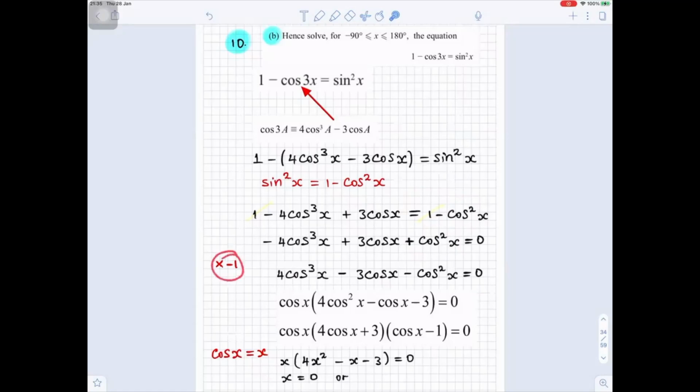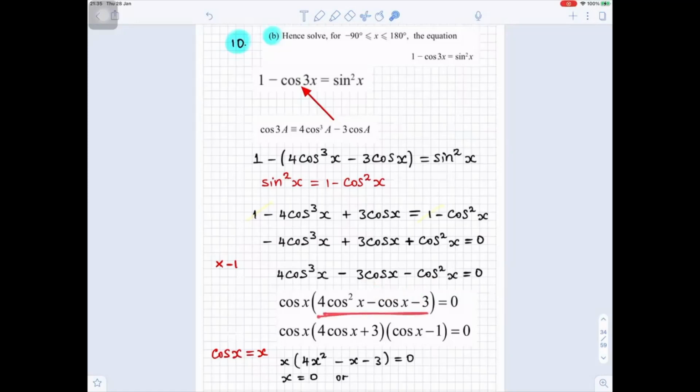You can times by the minus 1. So this minus becomes a plus, this plus becomes a minus, and this plus becomes a minus, equal to 0. Cos x is found in all three of them. So you take cos x out of the bracket, factorize. So you got cos x there. And you'll be left with 4 cos squared x minus cos x minus 3. The cos x comes from there, and the 3 comes from there, equal to 0.